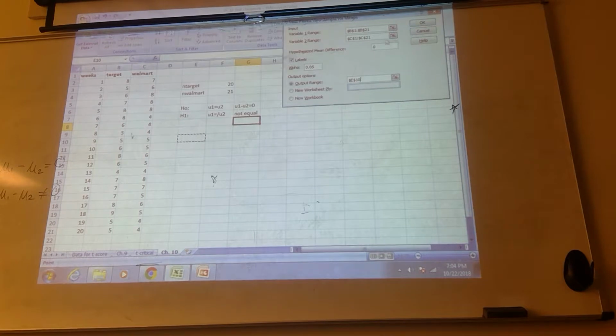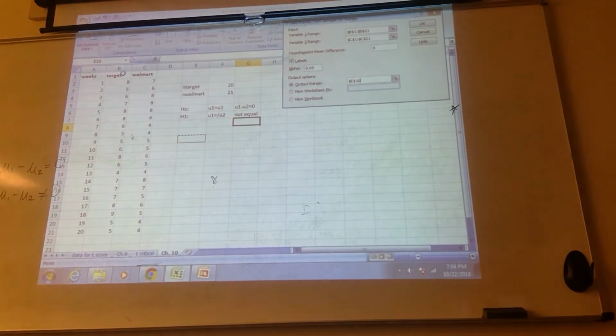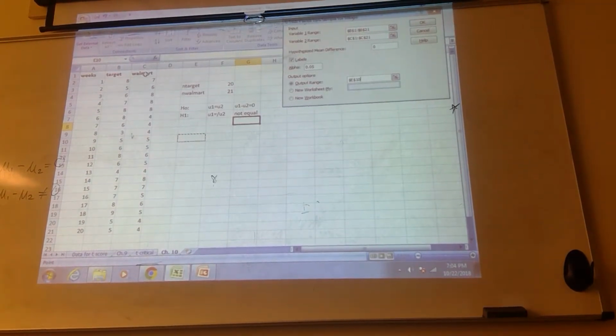Questions? So variable range 1 is this first column. Variable range 2 is the second column. I included the labels. I gave our alpha, and the hypothesized mean difference is 0. So everybody got that?